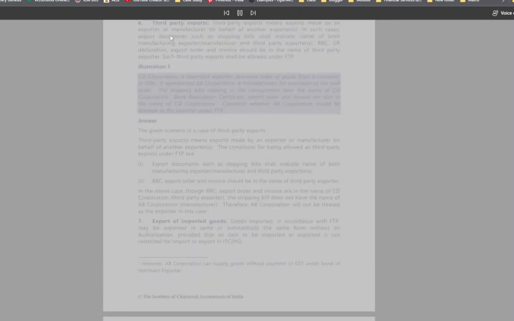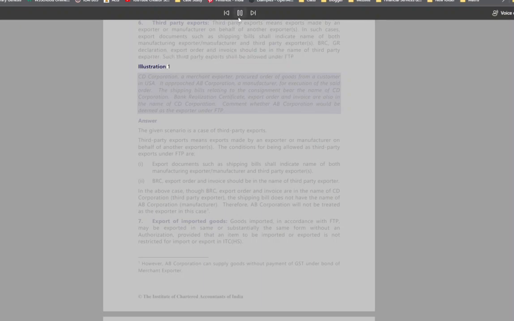6. Third-party exports. Third-party exports means exports made by an exporter or manufacturer on behalf of another exporter. In such cases, export documents such as shipping bills shall indicate name of both manufacturing exporter/manufacturer and third-party exporters. BRC, GR declaration, export order, and invoice should be in the name of third-party exporter. Such third-party exports shall be allowed under FTP.